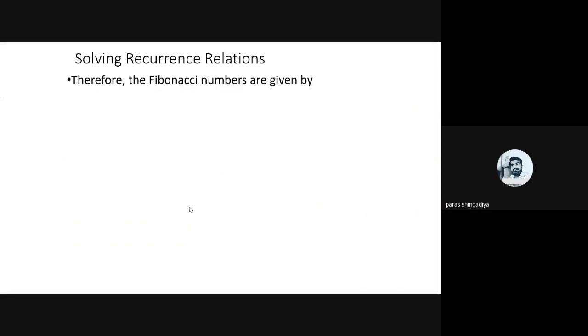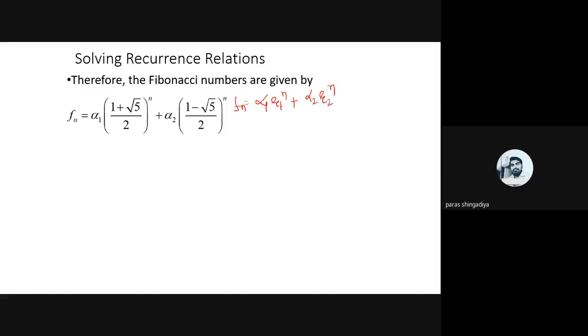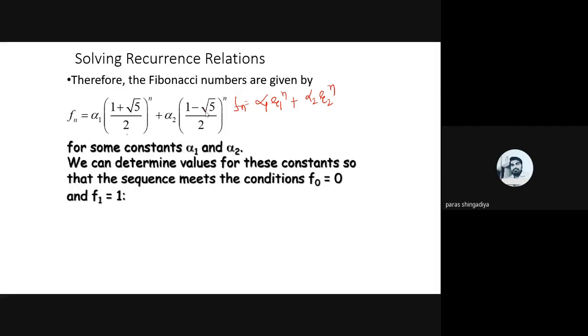And then consider the solution. Fn is equal to alpha 1 r1 raised to n plus alpha 2 r2 raised to n. Okay, that is our solution. Fn is equal to alpha 1 r1 raised to n, where r1 is 1 plus root 5 by 2, and r2 is 1 minus root 5 by 2. Okay, and now we'll use the initial conditions, f of 0 is 0 and f of 1 is 1. So for f of 0, meaning n is equal to 0, you have to put it in this equation. So it will be for 0.